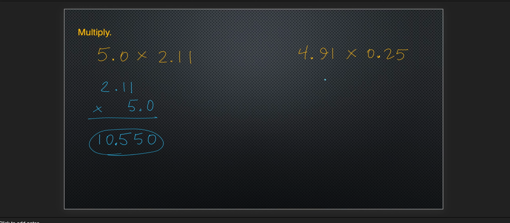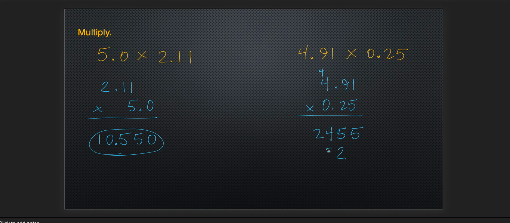Now for this problem, we don't have a number with the 0 hanging out. But we have 4.91 times 0.25. So the decimals don't need to be lined up, but they happen to look like they are here. But with multiplication, you do not need to line up the decimal numbers. So first thing I do is 5 times each number here. So 5 times 1 is 5, 5 times 9 is 45. Carry the 4. 5 times 4 is 20, plus 4 is 24. 2 times 1 is 2, so I start that line over here.